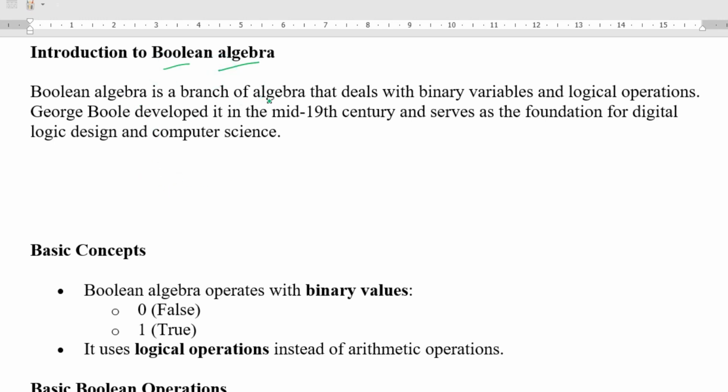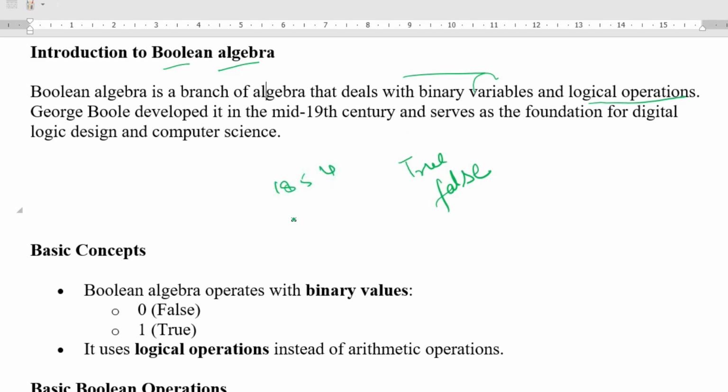Boolean Algebra is a branch of algebra that deals with binary variables and the logical operations performed on these binary variables. They are typically represented by either true or false. Simply saying, it is basically used to simplify digital circuits and other logic-based systems.